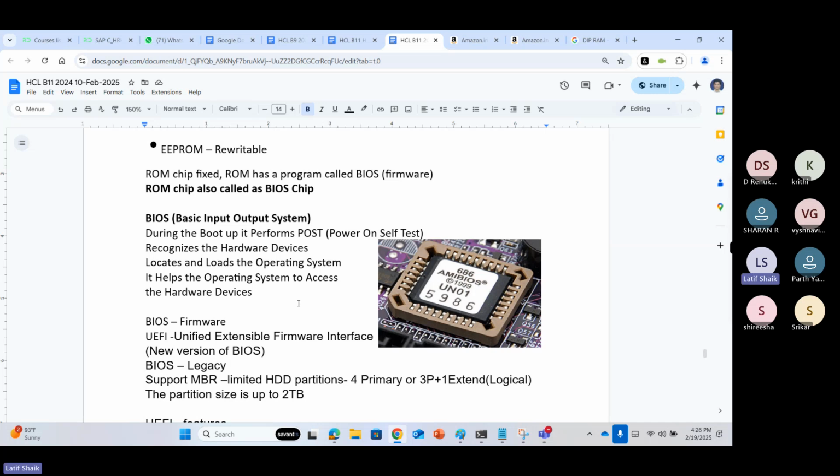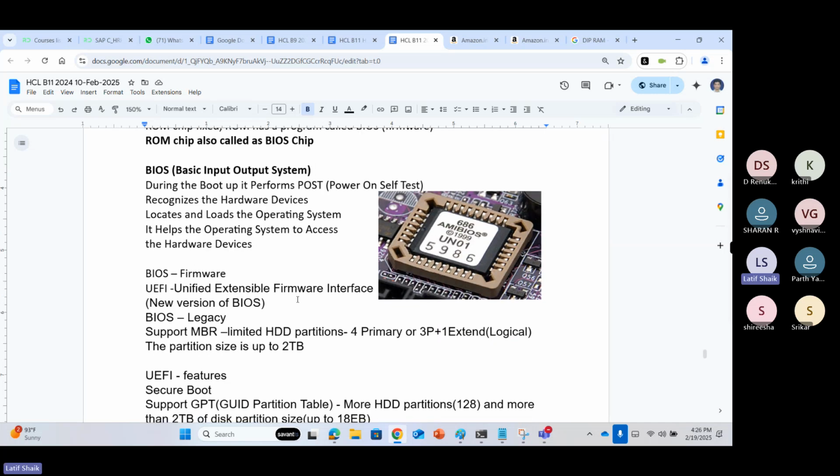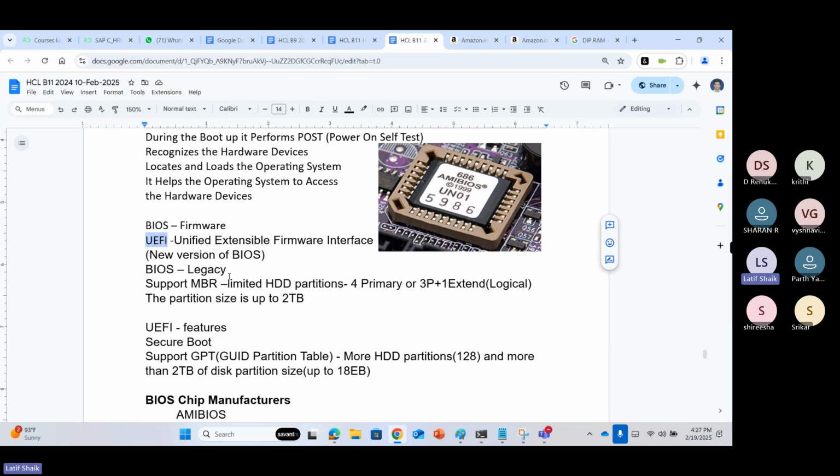So what is this BIOS? BIOS is a firmware. The upgraded version of BIOS is UEFI, Unified Extensible Firmware Interface. This is a new version of BIOS. BIOS is also called legacy, which means it supports the MBR type of partition. Some partition related things, I'm not going into that right now.